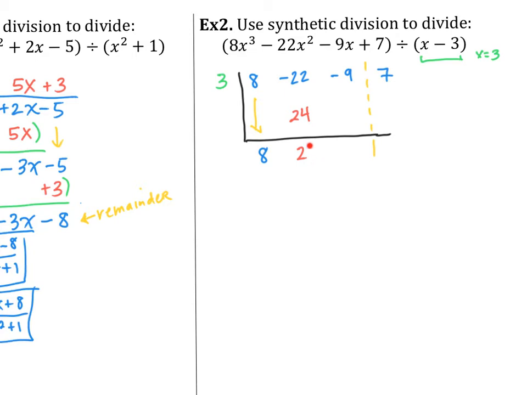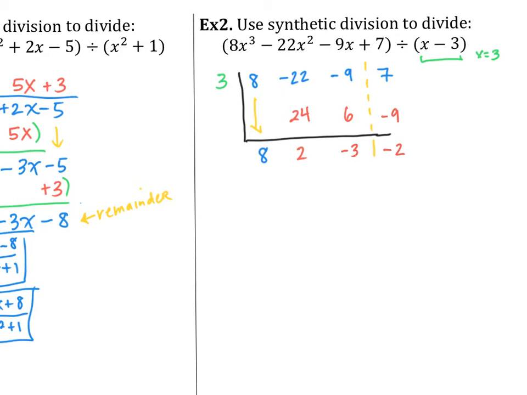3 times 2 is 6. And then again, I'm adding down, combining these terms: negative 3. Then I repeat: 3 times negative 3 is negative 9. 7 minus 9 is negative 2. So I've gotten a list of numbers. I need to go back and retranslate this into a polynomial.